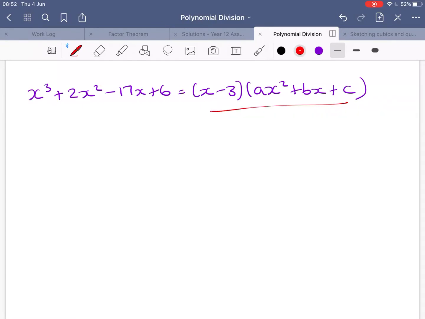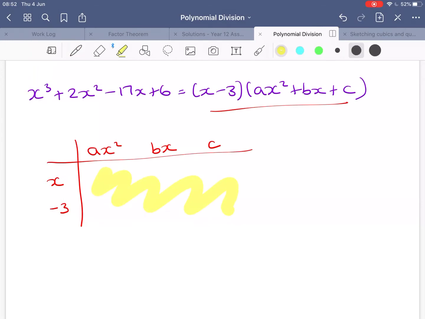And actually now this is a relatively simple thing to think about, because how would I do this? Well, I would use my grid method. So I'm just going to present this like I would with my grid method, and I'd have x and minus 3 multiplied by ax squared, bx and c. And I know the answer, which is all going to appear in here, is going to be equal to this. So I take it one step at a time. I think, well, this first term has got to come from this top left corner. So I put it in. So I say, there's my x cubed.